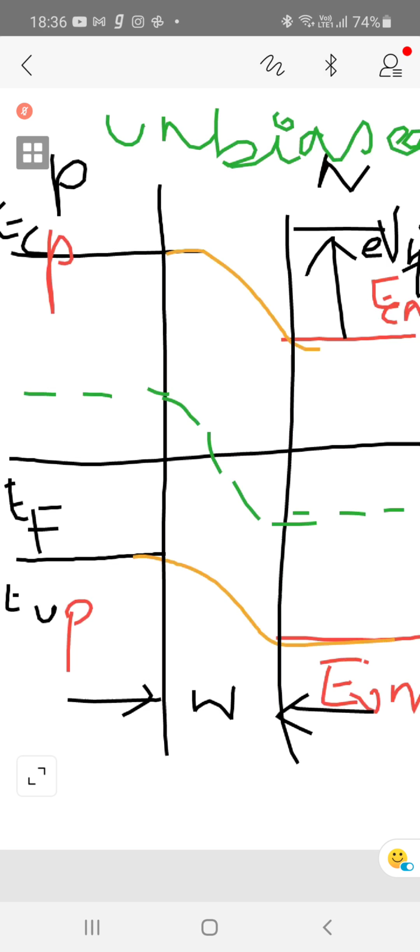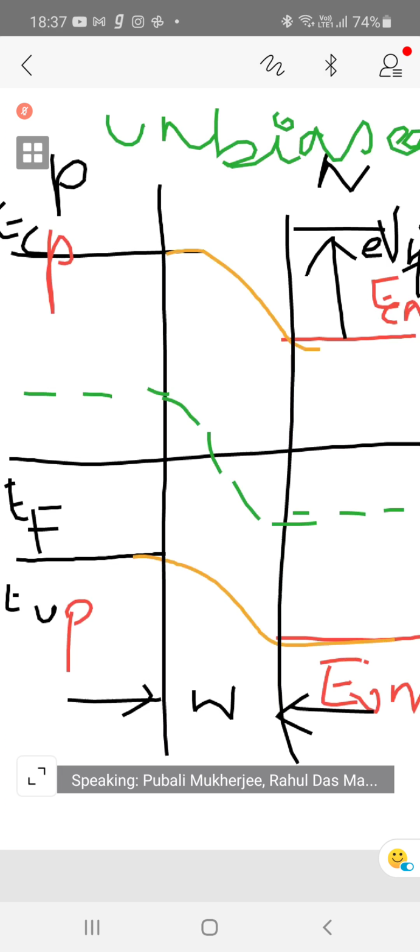Now, what happens in the forward bias situation? When you are applying a forward bias, what happens? I'm asking you. And the width decreases.